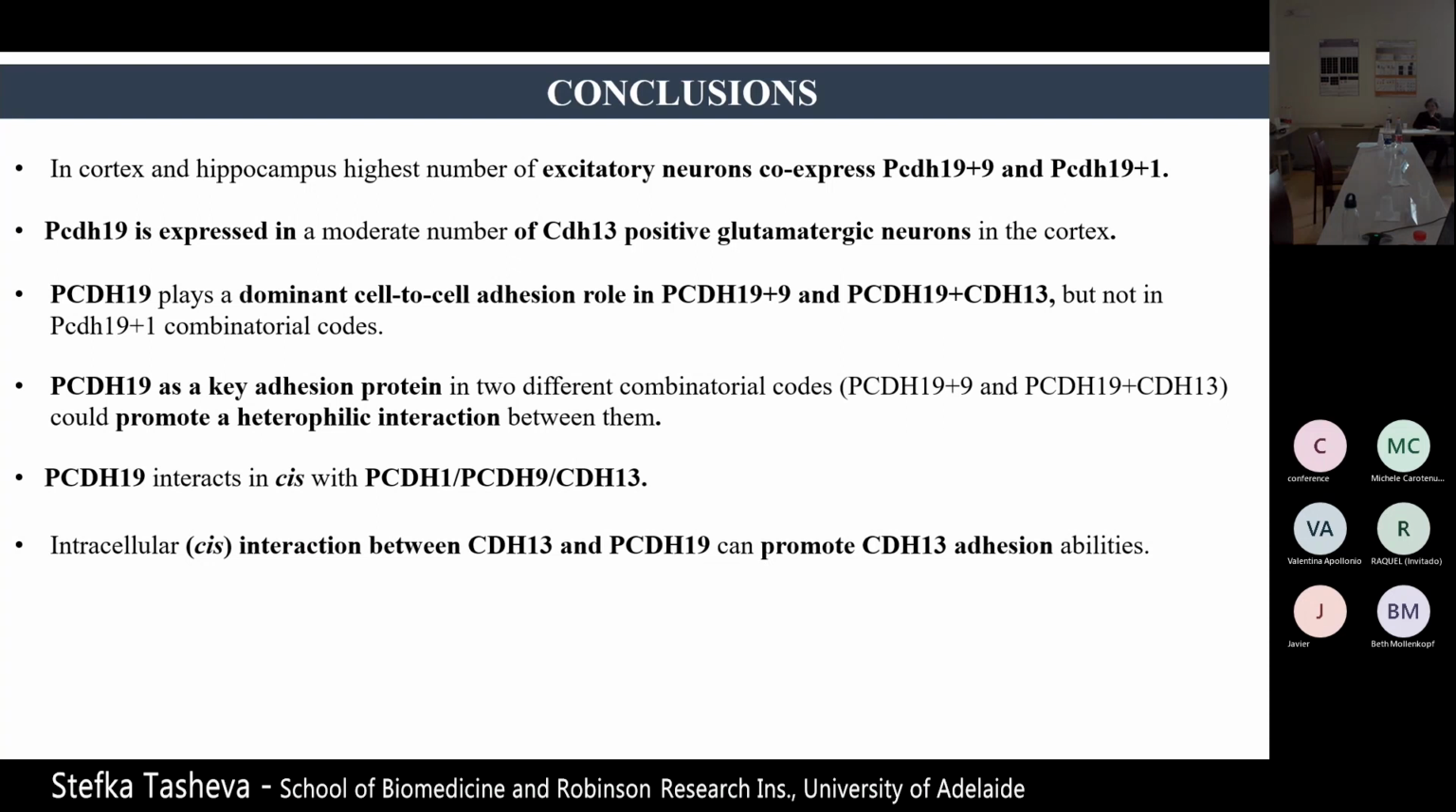So to sum up our data, what we found is that PCDH19 is co-expressed with PCDH9 and PCDH1, and also with cadherin 13. We found that PCDH19 is a dominant protein within the 19 plus 9 and 19 plus cadherin 13 combinatorial codes. We also found that as a dominant protein, PCDH19 could drive the heterophilic interaction between two different combinatorial codes. There is also a finding that PCDH19 interacts in cis with PCDH19 or CDH13, and we believe that this cis interaction between 19 and 13 is important to promote the CDH13 adhesion abilities.